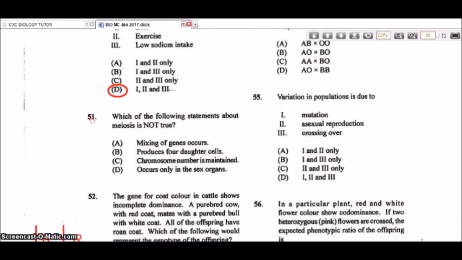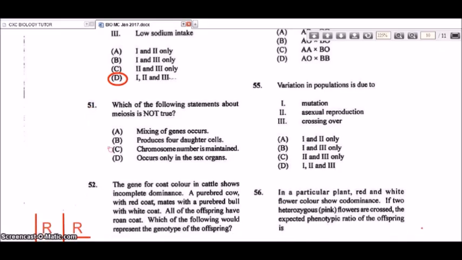Question 51. Which of the following statements about meiosis is not true? So the answer for that one would be C. Chromosome number is maintained. In meiosis, you have the chromosome number being halved. So you go from a diploid cell with a full set of chromosomes to a haploid cell with half the chromosome number. So all the other statements are true except for C.